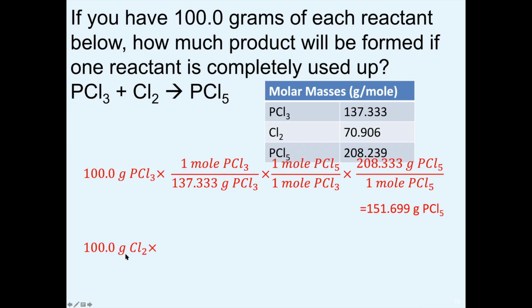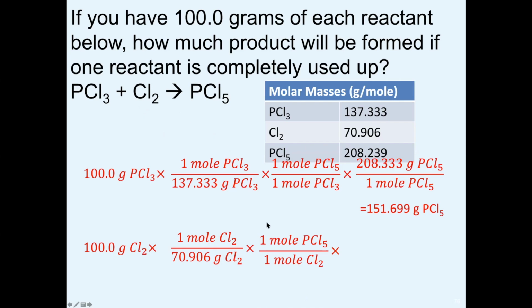Let's do the same calculation with the Cl2, the chlorine. Okay, so 100 grams of chlorine. Now, this is going to result in a different number of moles of chlorine because it has a different molar mass, 70.906. So convert that into moles with the molar mass. So grams of Cl2 over grams of Cl2, I have moles of Cl2. It's still a 1-to-1 ratio. One of these produces one of these, 1-to-1.